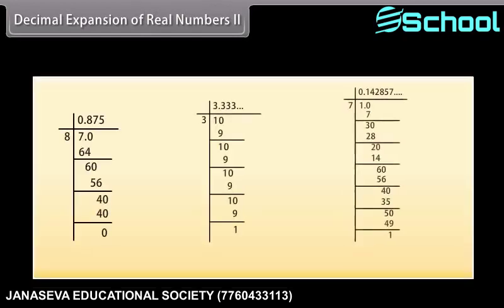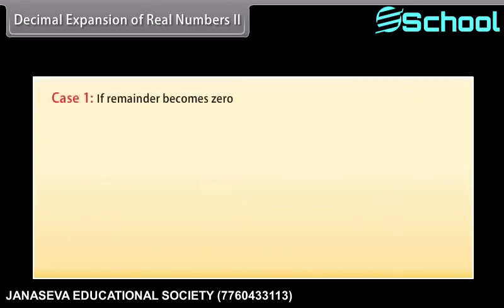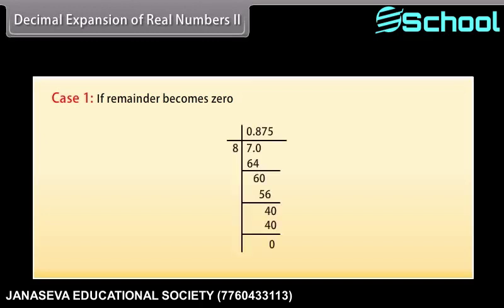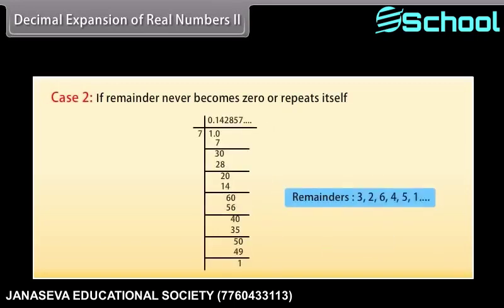Did you notice something here in all these examples? Notice that here the remainder either becomes 0 after a certain stage or starts repeating itself. Let us go through these cases one by one. Case 1 is, if the remainder becomes 0, then the decimal expansion ends after a finite number of steps. The decimal expansion of such numbers is terminating. Case 2 is, if the remainder never becomes 0, or repeats itself, then the decimal expansion of such numbers is non-terminating recurring.